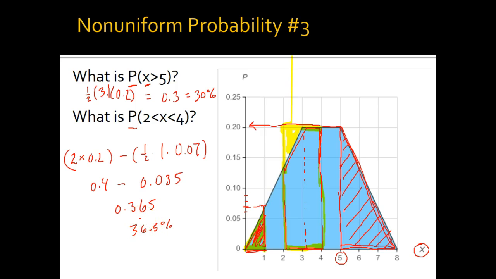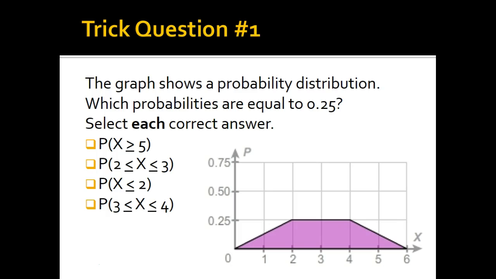Now, I must say that that's probably the trickiest calculation of area that you're ever going to see, if even that. So don't get freaked out about this area stuff. Most of the time you're going to be finding areas of rectangles and triangles and maybe a trapezoid. Okay, let's do this. This is an actual quiz question. It's one of the trick questions.